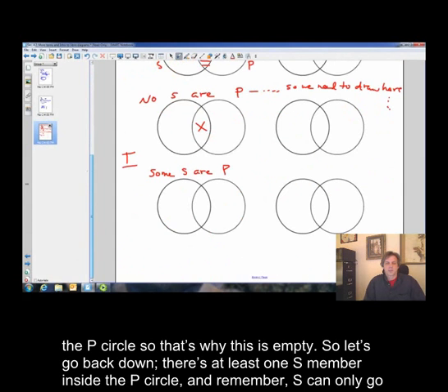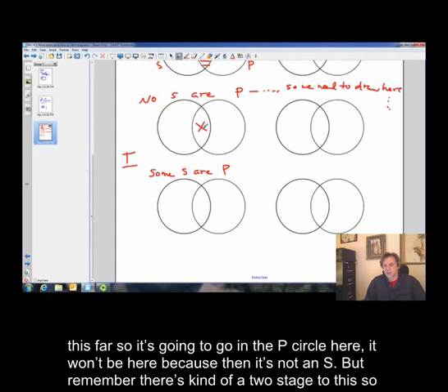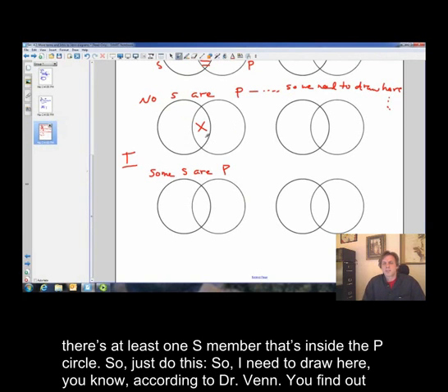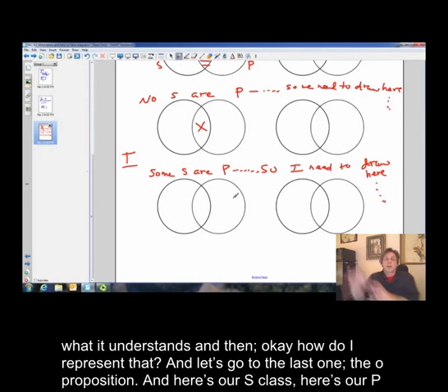Okay, so let's go back down. There's at least one S member inside the P circle. And remember, S can only go this far, so it's going to go in the P circle here. It won't be here because then it's not an S, right? But remember, there's kind of a two-stage to this. So there's at least one S member that's inside the P circle. So, just do this. So, I need to draw here, according to Dr. Venn. Okay, so you find out what it understands, and then, okay, how do I represent that?